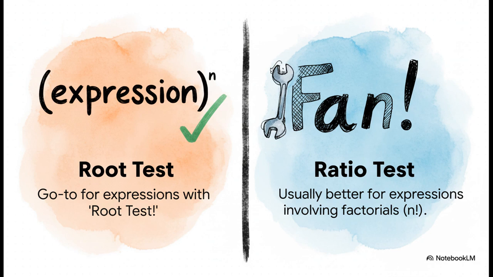All right, this is a super common question. Root test or ratio test? When do I use which? Here's a really simple rule of thumb. If you see an expression where the whole thing is raised to the nth power, or you see something like n to the n, that just screams, use the root test. On the other hand, if you see factorials, n with an exclamation point, the ratio test is almost always going to be your better bet. Honestly, choosing the right test is half the battle.